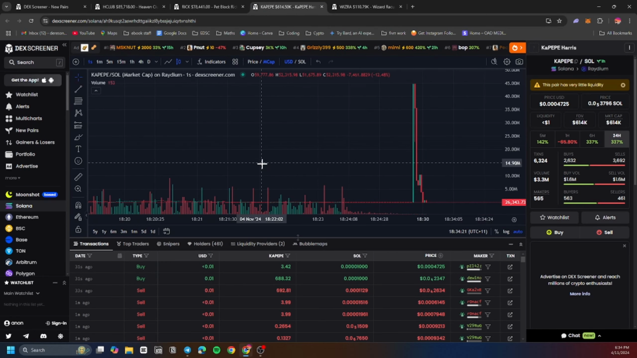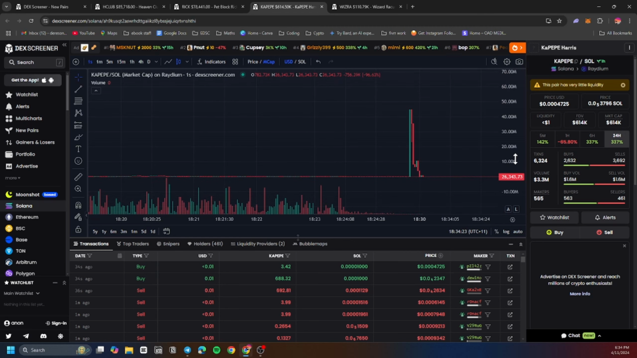Next coin we look at, this is obviously a scam. Look at that, very little liquidity. Like, this is just a scam. You can just tell it's a scam.